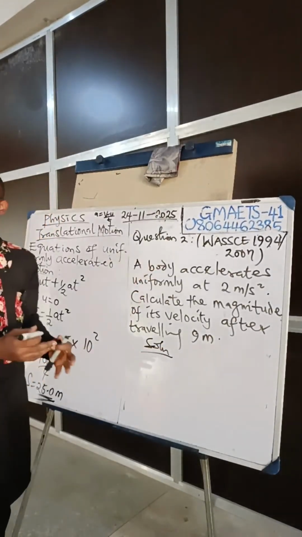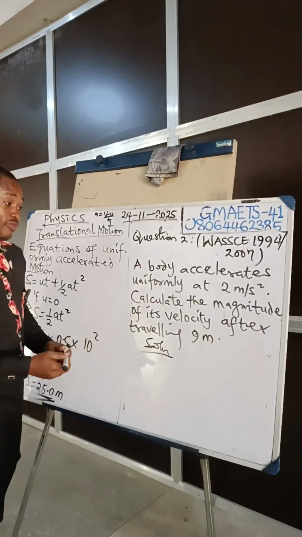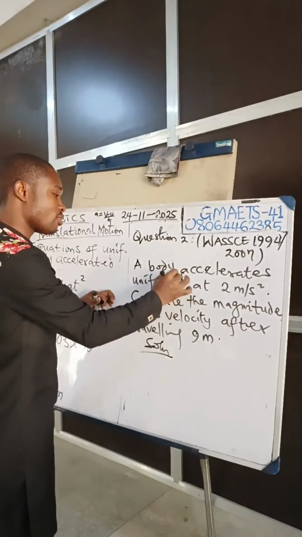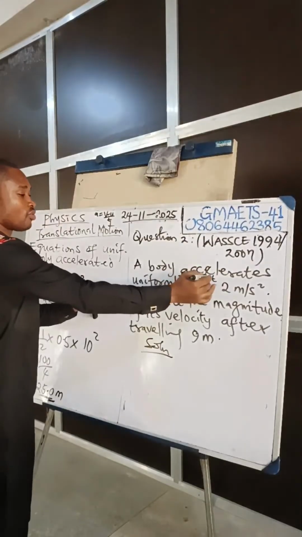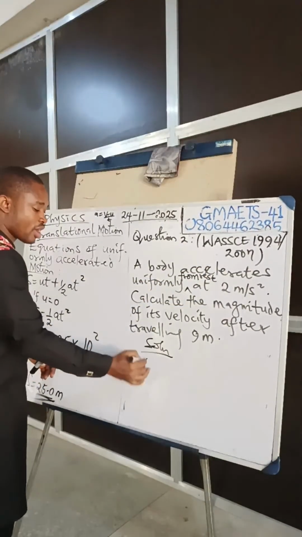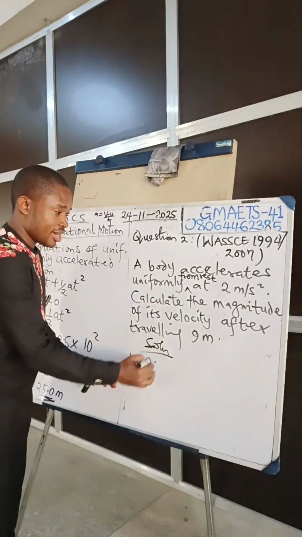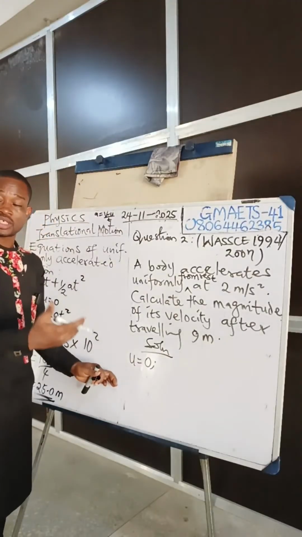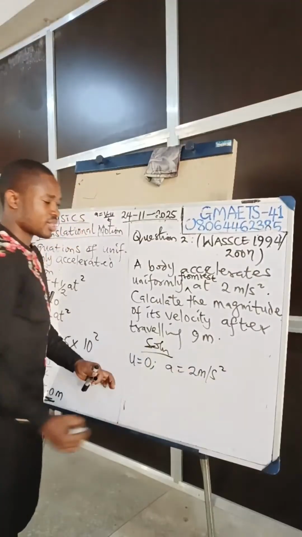Now look at this. What are the parameters, the data, the information given to us in the question? The body accelerates uniformly from rest. That the body accelerated from rest means that the initial velocity is what? 0. And then we are given the acceleration with which it moved. The acceleration is 2 meters per square second.